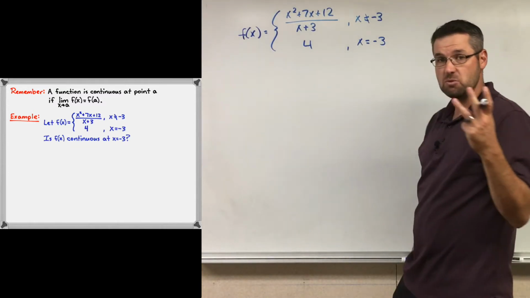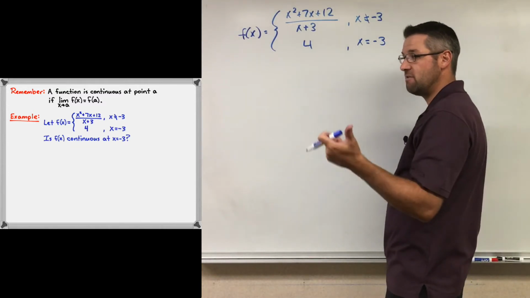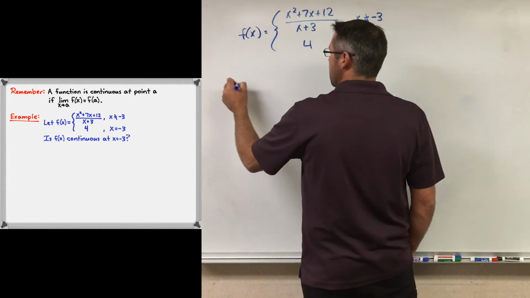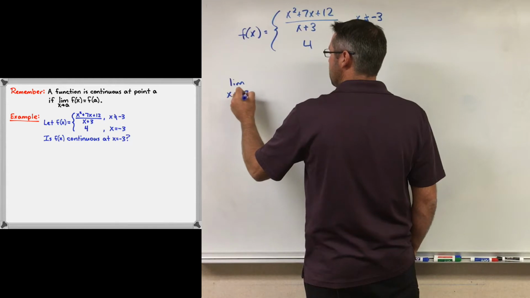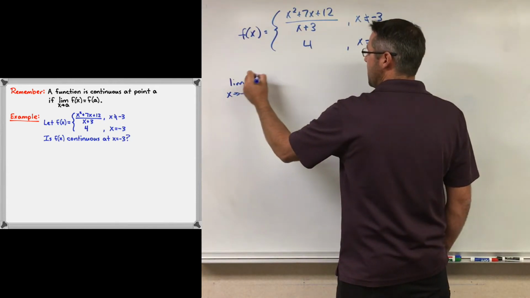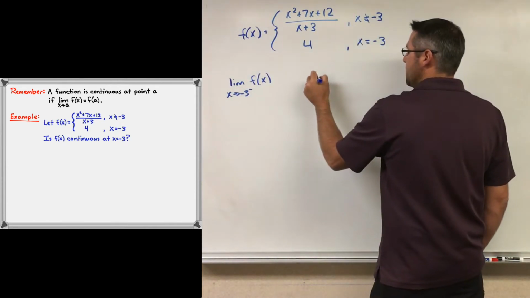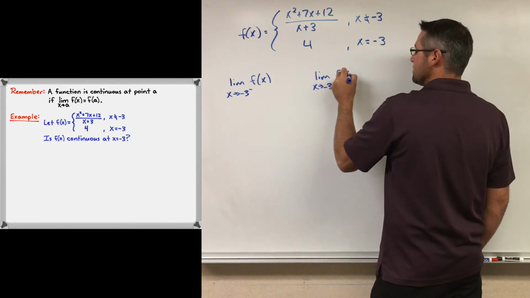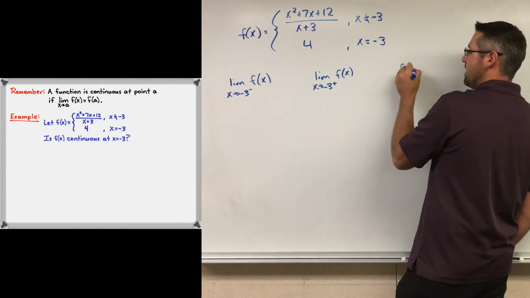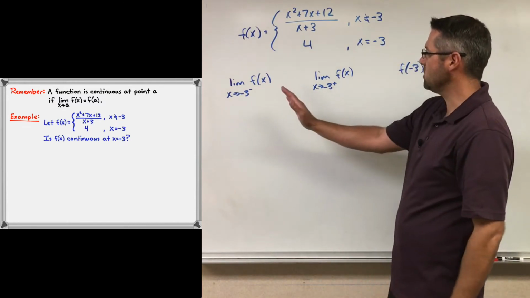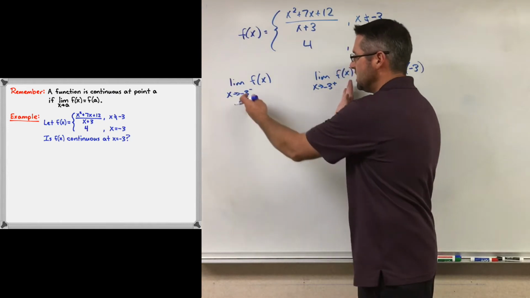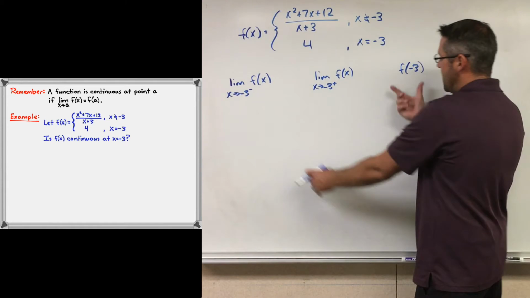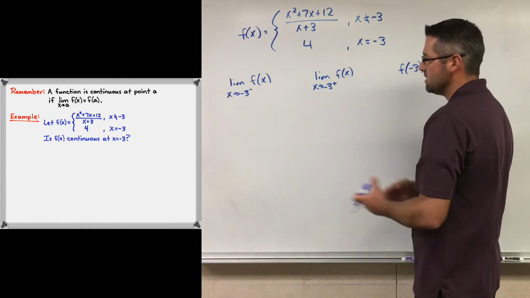There are 3 things we have to check for continuity: the left-hand limit, the right-hand limit, and the function's value. So the limit as x approaches negative 3 from the left of f of x, the limit as x approaches negative 3 from the right of f of x, and f of negative 3. We check the two limits first to see if they match. If they match, then the limit exists, and then we check to see if that limit matches the function's value. If they match, then it's continuous.